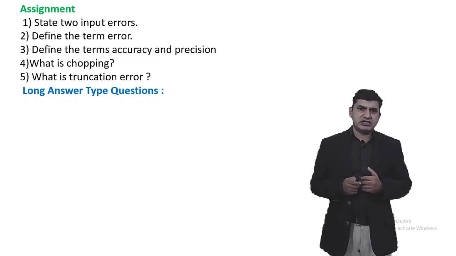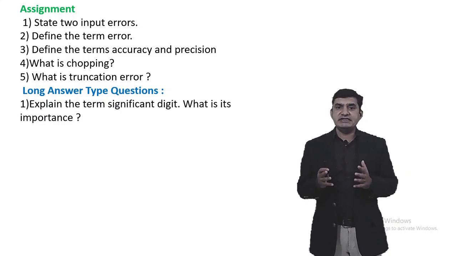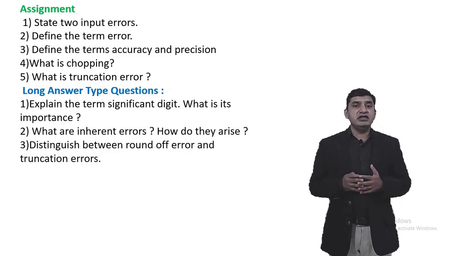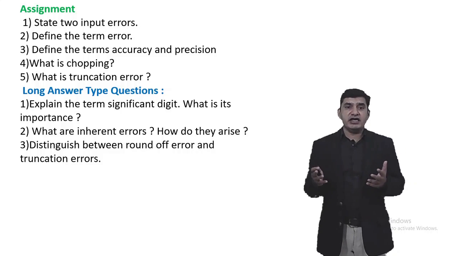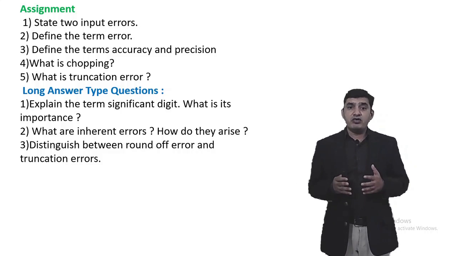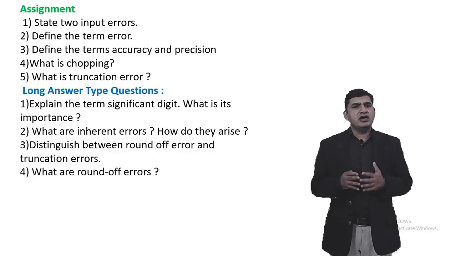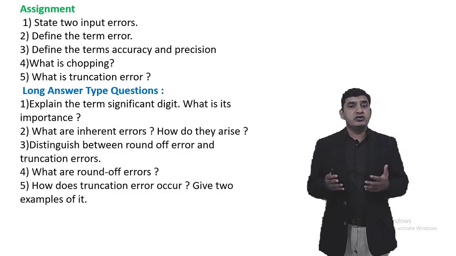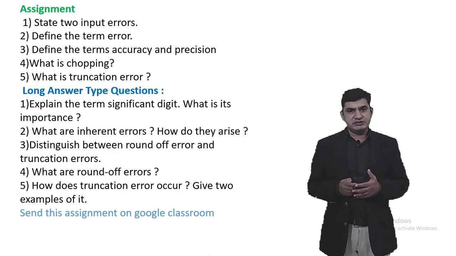Now long answer type questions. Explain the term significant digit. What is its importance? What are the inherent errors? How do they arise? And third question, distinguish between round off error and truncation error. What are round off errors and how do truncation errors occur? Give two examples of it.